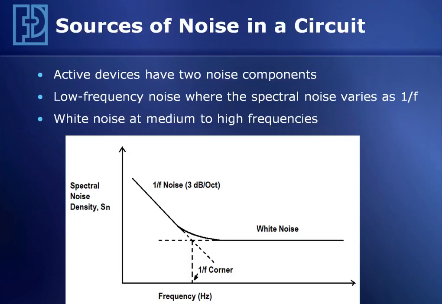So active circuits that we've been talking about, active filters, active amplifiers, generally have spectral noise that has two primary components. One would be the low frequency component, which varies as 1 over f, that's sometimes called the flicker noise of the circuit. And then we have the medium to high frequency component that is flat versus frequency in general, and that would be the white noise component of the circuit. And where the breakpoint is between the flicker noise and the white noise is the 1 over f corner. Typical devices today have a 1 over f corner in the order of 10 to 100 hertz.